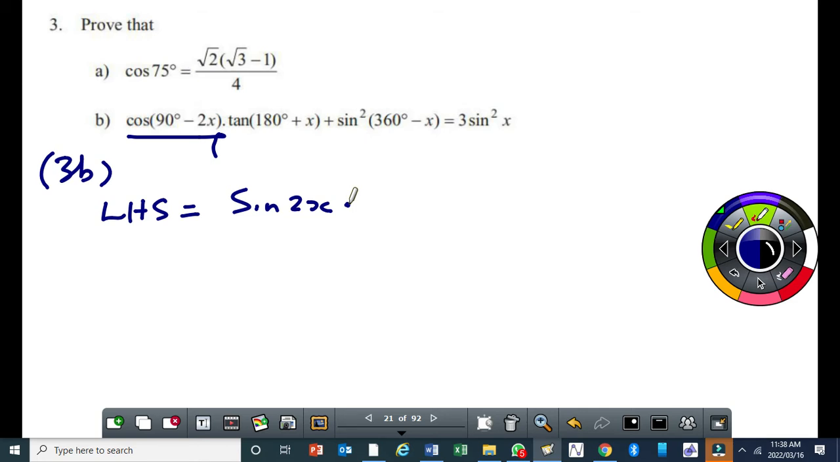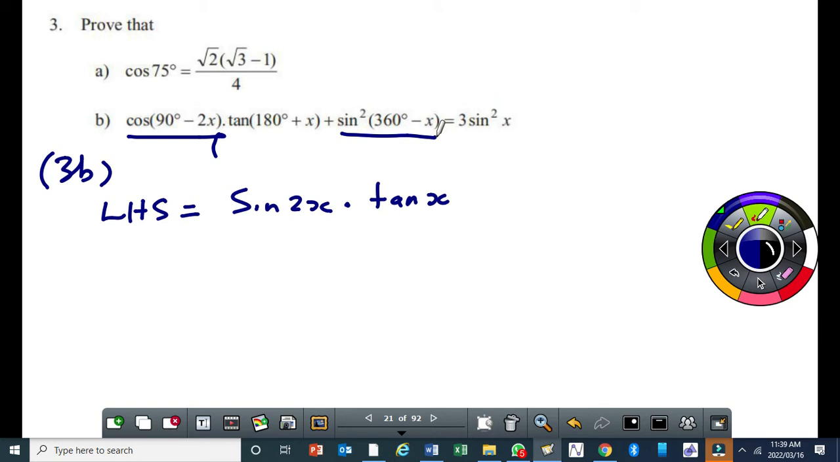Okay? Then tan 180 plus x. 180 plus x is in the third quadrant. Now in the third quadrant, tan is positive. So you get tan x. That's grade 11. So from here to there, grade 11. From here to there, grade 11. I'm not in grade 12 yet. Right? Then, to simplify this, it's grade 11.